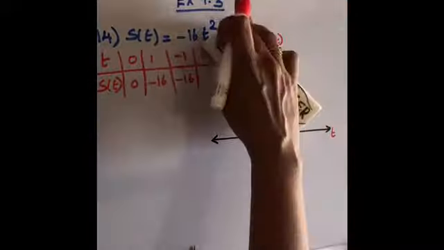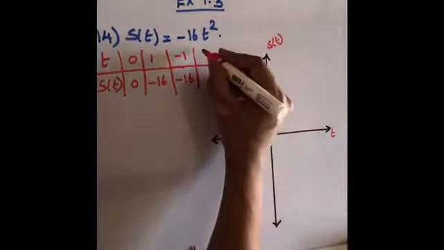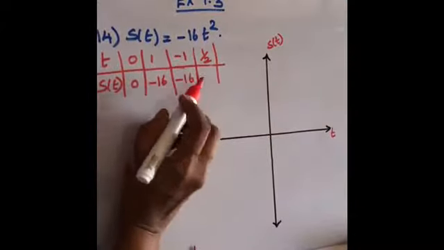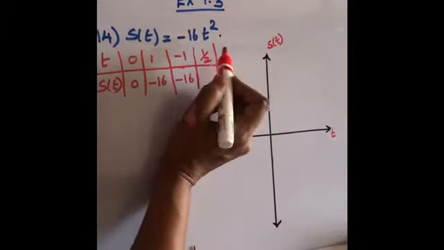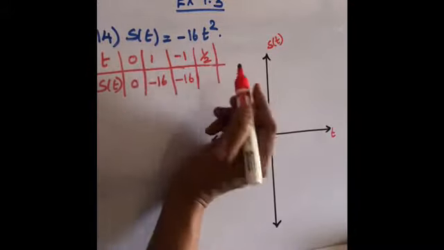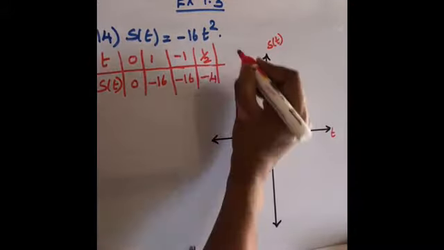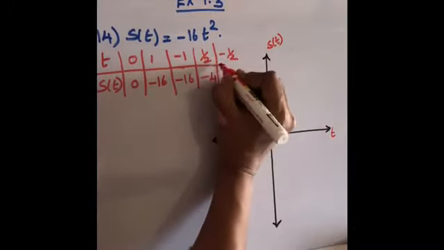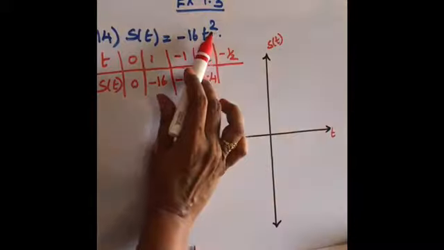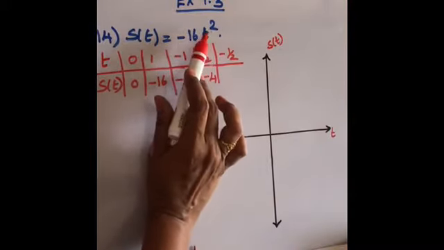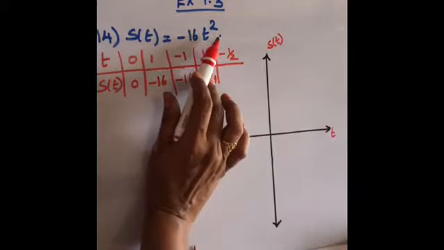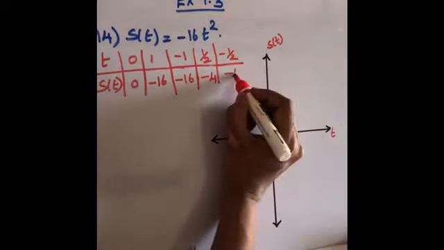Or else we will substitute some decimal number. So, 1 by 2. If I substitute 1 by 2 for t, then what will be s of t? t square is 1 by 4. So, minus 16 into 1 by 4, that is minus 4. If I substitute minus 1 by 2, then while squaring, the negative number becomes positive, it will become plus 1 by 4. So, minus 16 into plus 1 by 4 will again become minus 4.